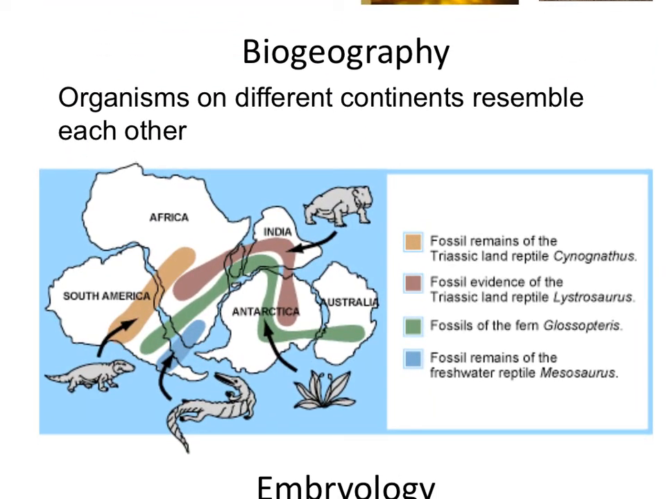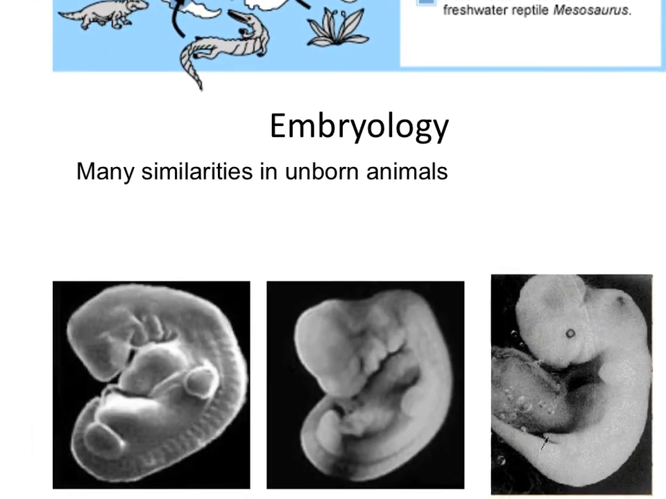Another example of evidence is biogeography. Long ago, all the continents are believed to have been attached into one giant supercontinent. And so geography means like location, bio means living. We see the same fossils, the same types of organisms in totally different parts of the world. So it's believed that these organisms that now live in Africa might be related to organisms that live in South America, simply because those continents were once connected.